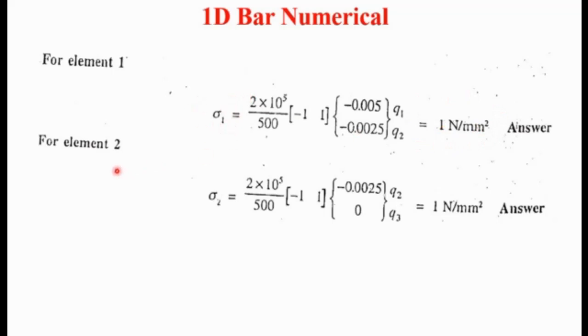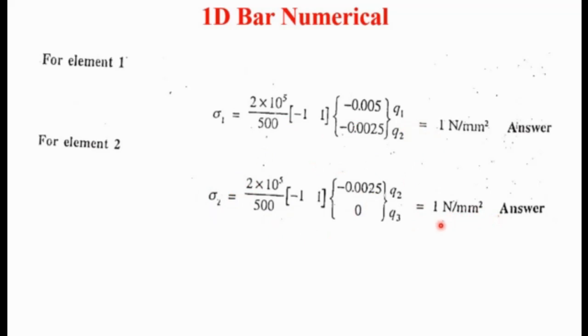Similarly for element 2, sigma 2 equals E2 divided by L2, times [-1 1], into Q2 and Q3. The value of E2 is 2 into 10 raised to 5, the value of L2 is 500, Q2 is -0.0025 and Q3 is 0. After simplification, we get sigma 2 equals 1 newton per mm square. That means the stresses in element 1 and element 2, sigma 1 and sigma 2, are 1 newton per mm square.